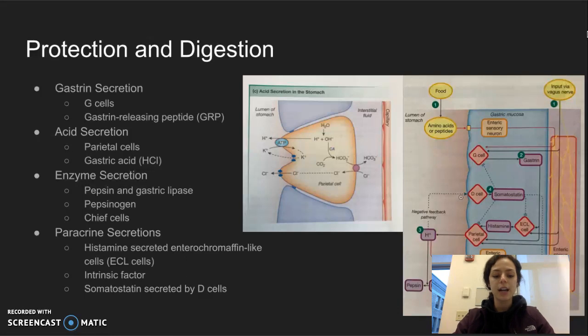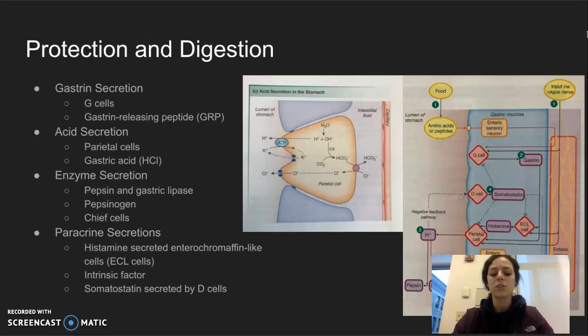The intrinsic factor is a protein that's secreted by the same gastric parietal cells that secrete acid. In the lumen of the stomach, intrinsic factor complexes with vitamin B12, which is a step that's needed for the vitamin's absorption in the intestine.